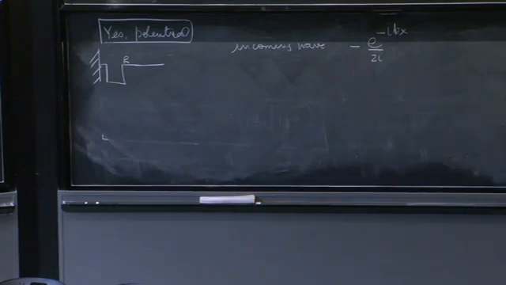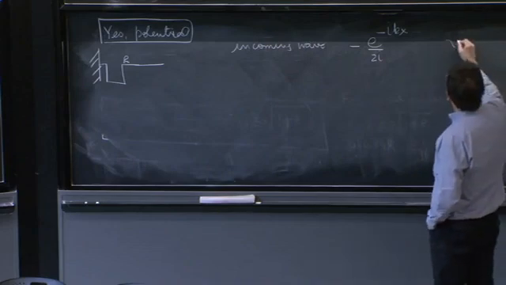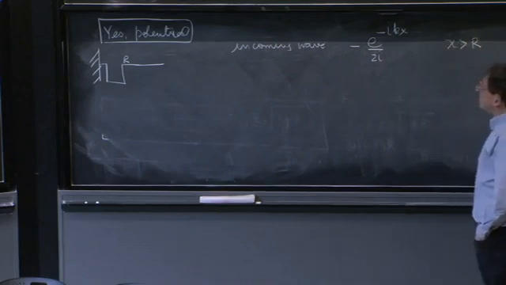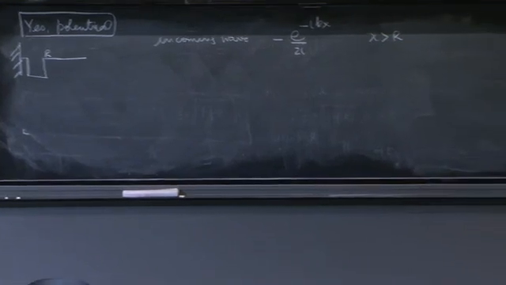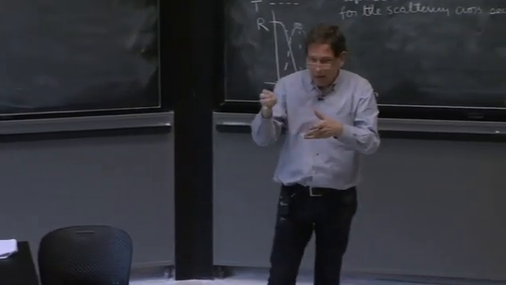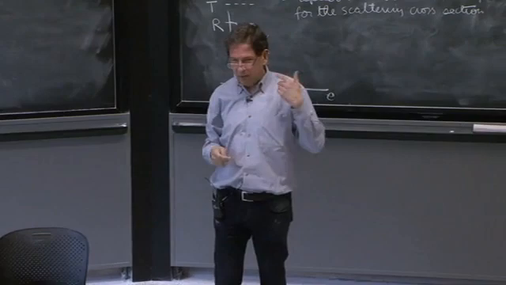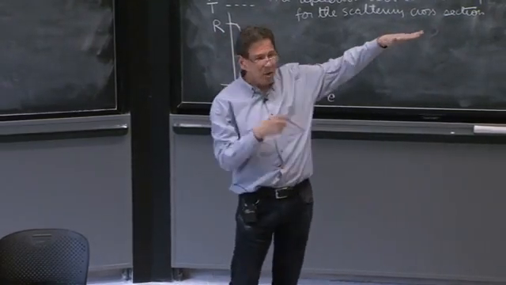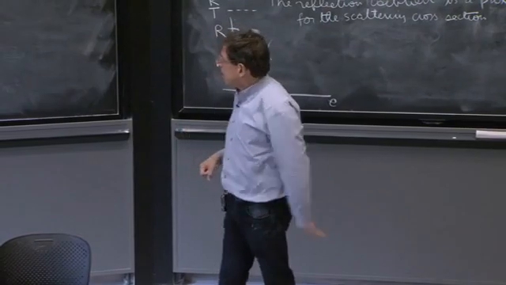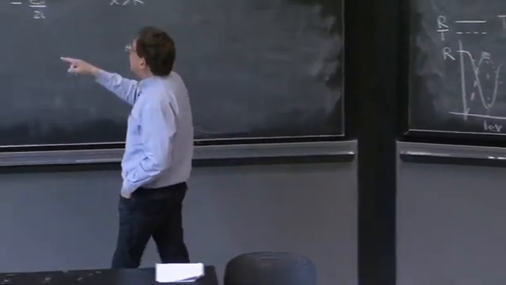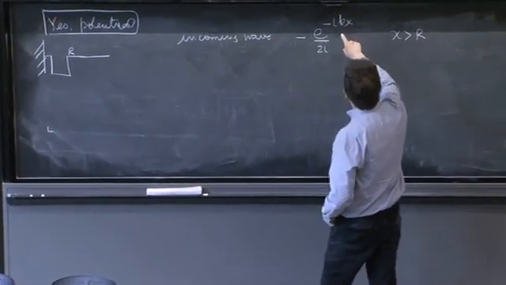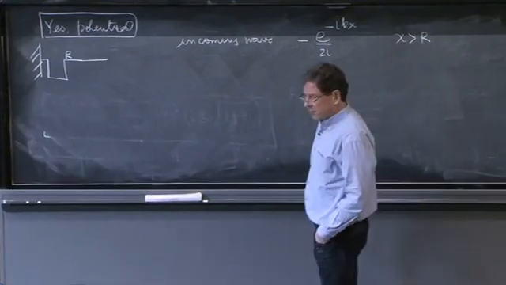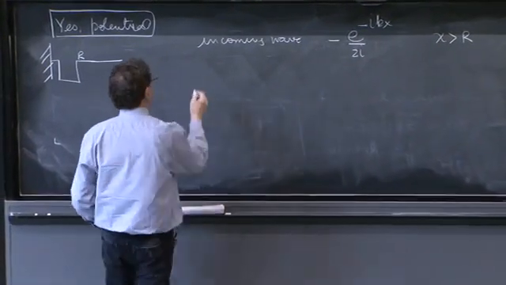But I must say here, I must write something more. I must say that x is greater than r. Otherwise, this is not a solution. You see, in the region where the potential really exists, where it goes up and down, you don't know the solution. It would take solving the Schrödinger equation. You know the solution where the potential is 0. So yes, this incoming wave is a solution of the Schrödinger equation in this potential when x is greater than r. And how about the outgoing wave?